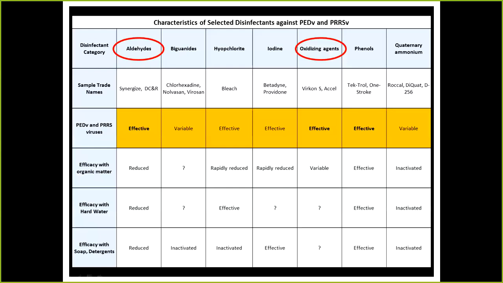Other ones like biguanides, which are chlorhexidine, Novasan, Virasan, are variable in their effectiveness, probably not of much value. We'll come back to hypochlorite or bleach in a second. Iodine is rapidly reduced in organic matter. The good ones that people are focusing on probably the most are the oxidizing agents, and those are Virkon S and Accel. These are all essentially hydrogen peroxide, but super peroxides, and liberating oxygen allows them to have a killing effect almost immediately. Now, bleach over here is also a strong oxidizing agent, and it's very effective. It's rapidly reduced in organic matter, and it's often inactivated with soaps and detergents.